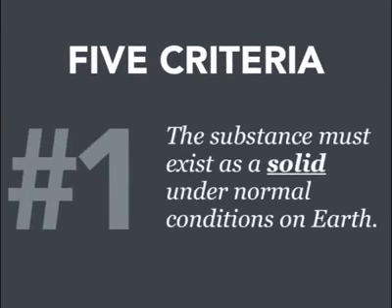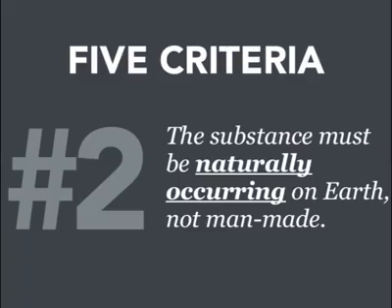Number 1, the substance must exist as a solid under normal conditions on Earth. This means if you have a liquid or a gas, under normal conditions, it cannot be considered a mineral. It must be in the solid state. Number 2, the substance must be naturally occurring on Earth. This means it cannot be man-made. So, for example, plastic is not considered a mineral because it doesn't exist naturally. It's created by humans. Must be naturally occurring.